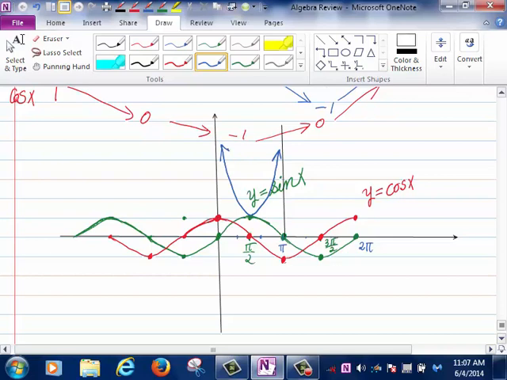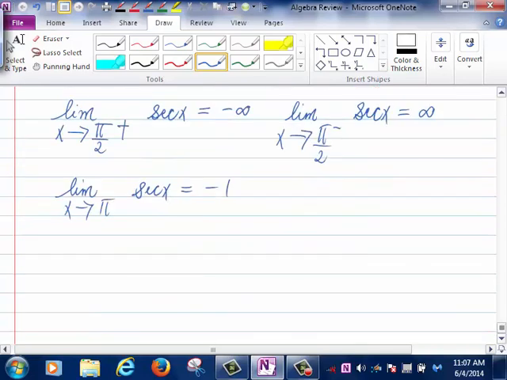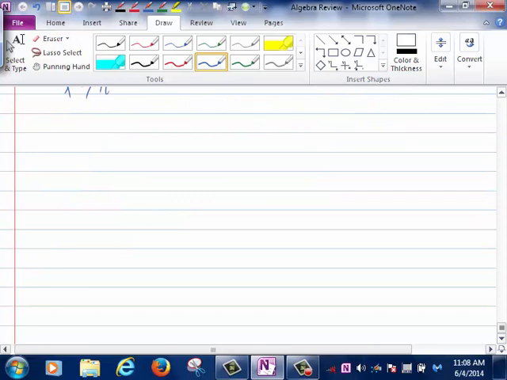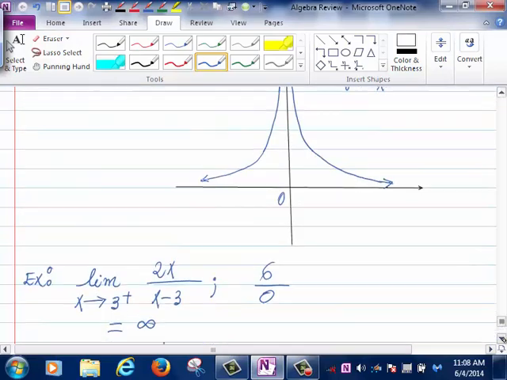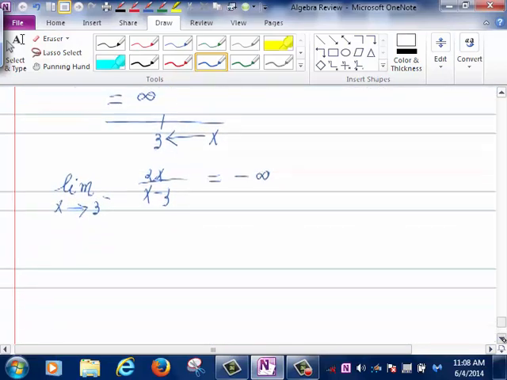Now, the one more thing that we need is the graph of tangent. What's the graph of tangent? Are we looking at cosecant or?